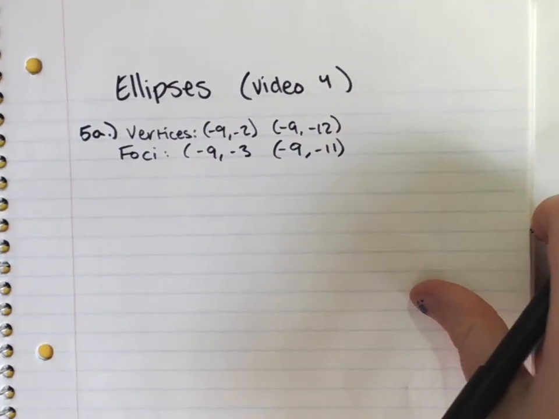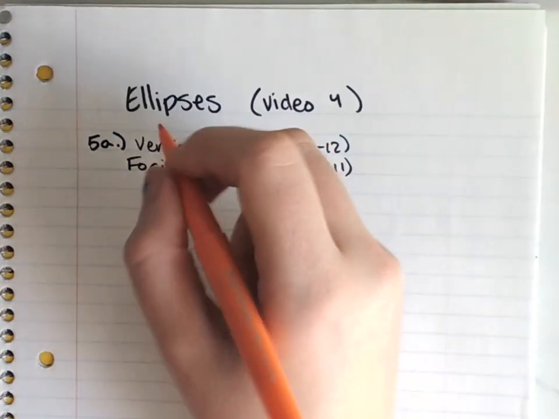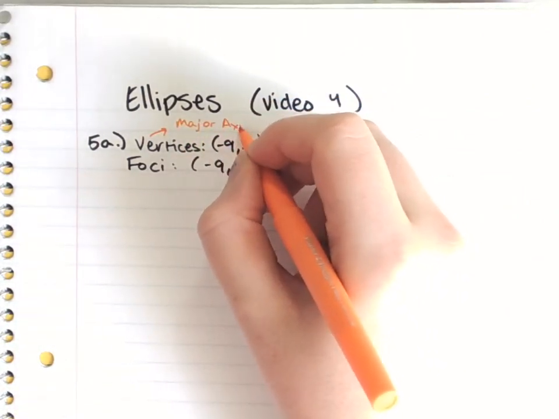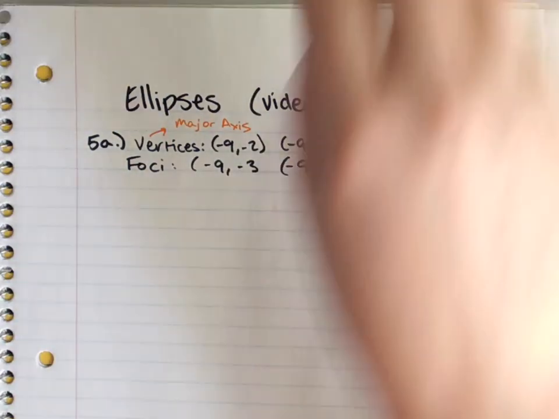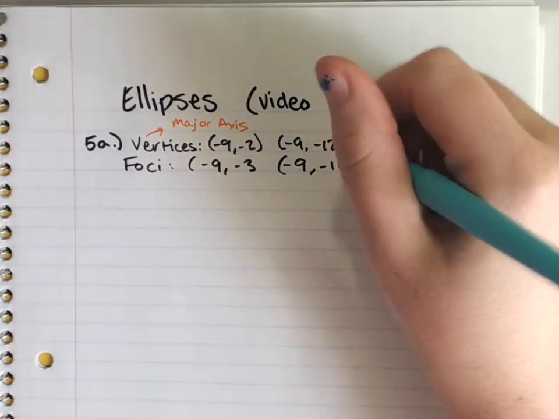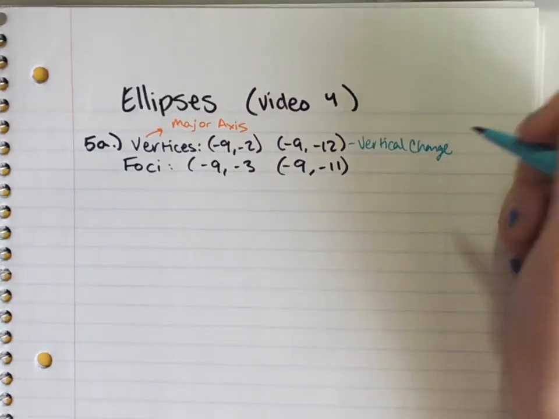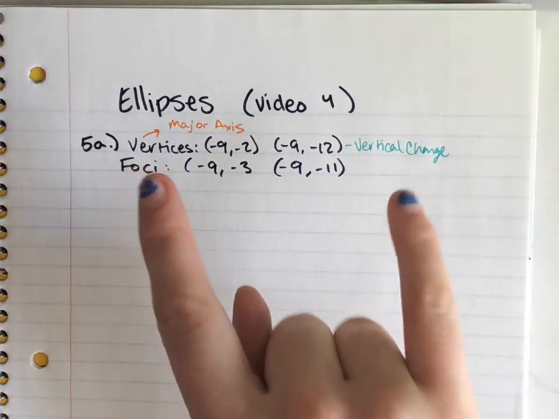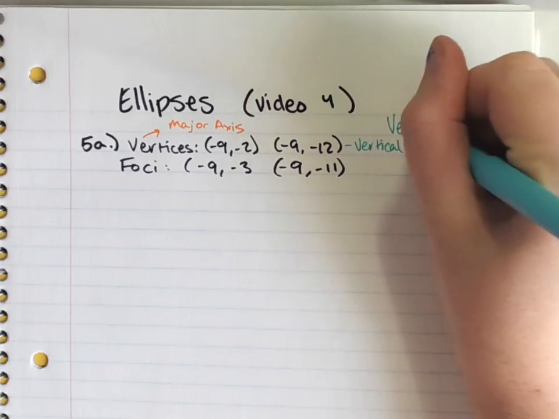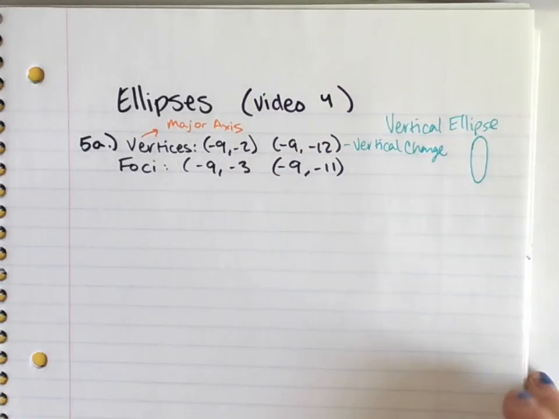Alright, so if they gave me the vertices, that means they gave me some information off of the major axes, the longer axes of symmetry. If I look at these 2 points, the x values don't change, the y values do, so it tells me it's going to have a vertical change. So if the vertices, or the longer axes, have a vertical difference, this is going to be a vertical ellipse. It's going to be tall and skinny. Okay.